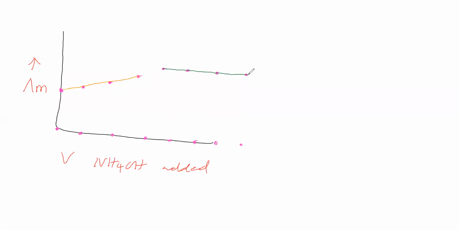Let us extrapolate the graph in order to get the equivalence point. On extrapolating, we got a joining point, which is this. What do you think about this joining point? This point is called which point, shall we say?